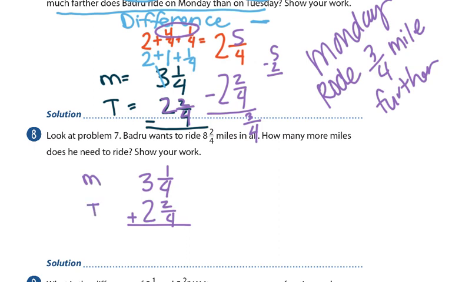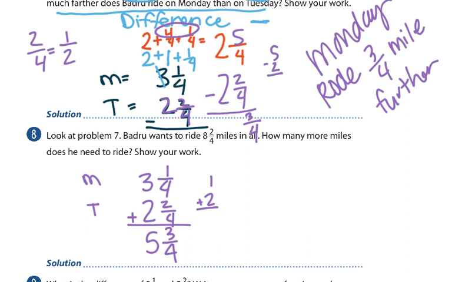Does my denominator ever change? No. 2 plus 1 is 3. 3 plus 2 is 5. Okay, so I know that he went 5 3/4, but he wants to ride a total of 8 2/4, or I can see that that's 8.5 miles, because 2/4 can be taken down to .5. So now I got to take the difference.